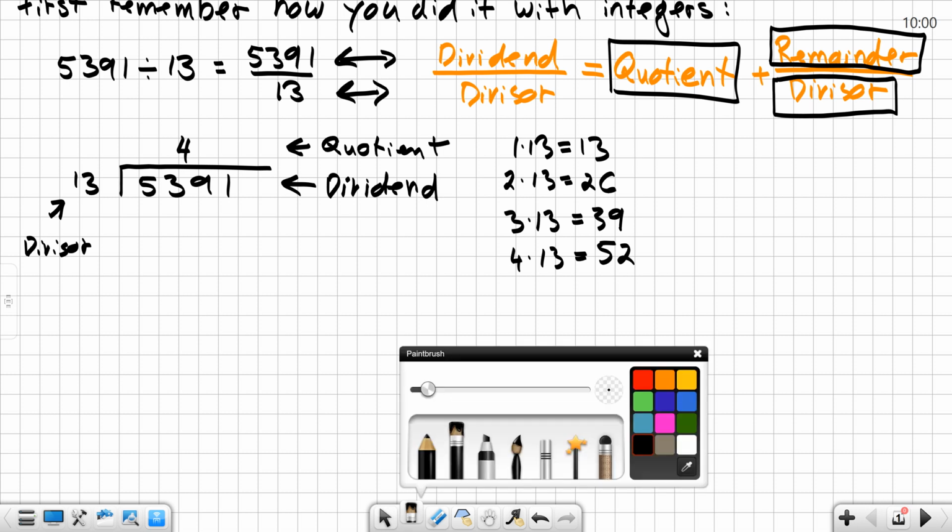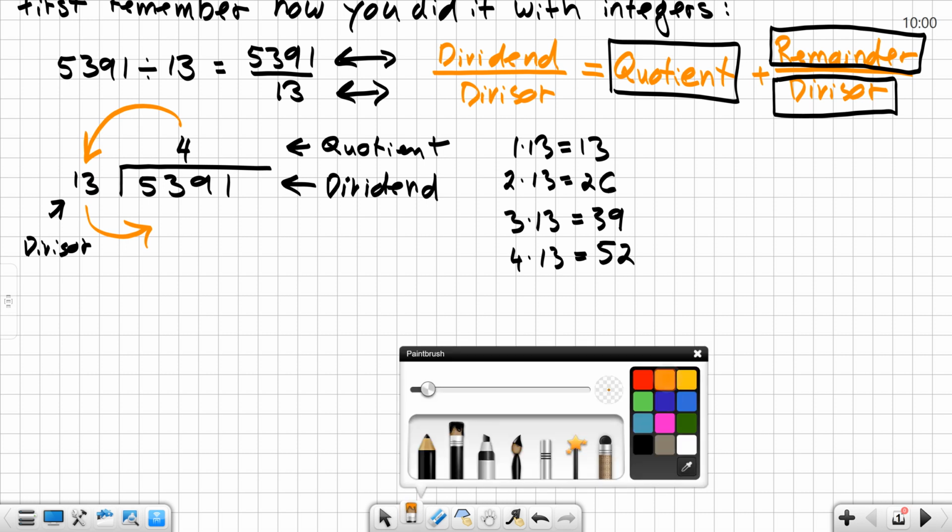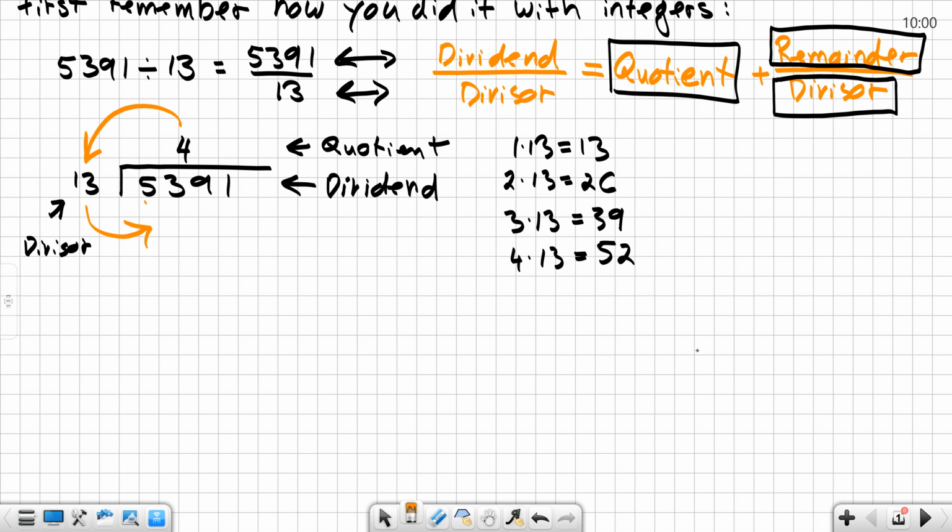Now the next thing is I take this part of the quotient and multiply it with all of the divisor and place this underneath here. So what is 4 times 13? That was 52, as we have seen. I place parentheses around this number and subtract it from the top. 53 minus 52 is 1. Now there is still something to bring down from my dividend, there is a 9.